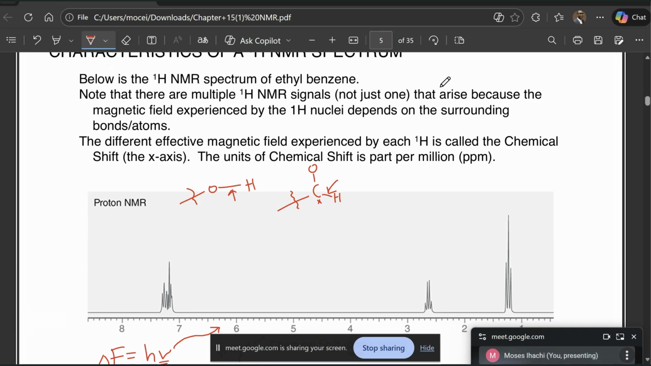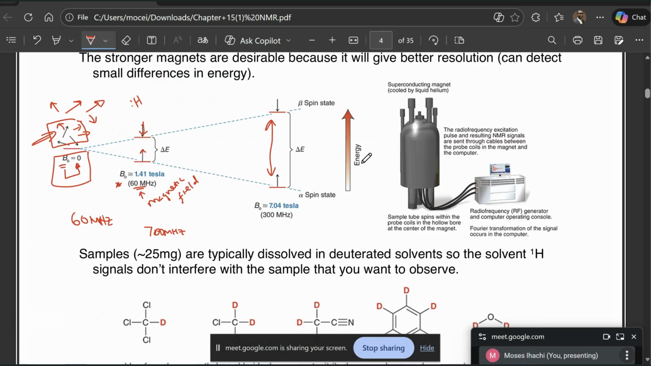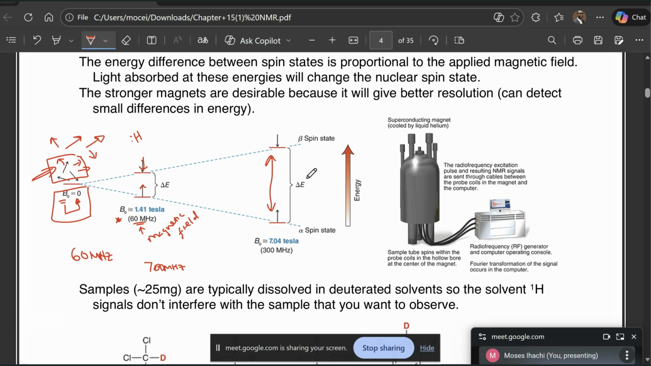What is that? Is it like the delta E? What is that called? Just like bond energy? It's not bond energy. It's just a change in energy, the difference between the two magnetic spins. So we call that the energy difference. That energy is between spins and is proportional to the applied magnetic field, which is what I'm talking about. And it will change depending on the environment of the hydrogen.